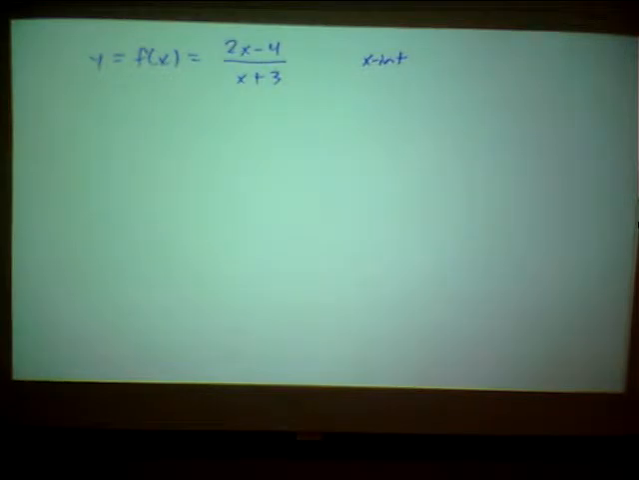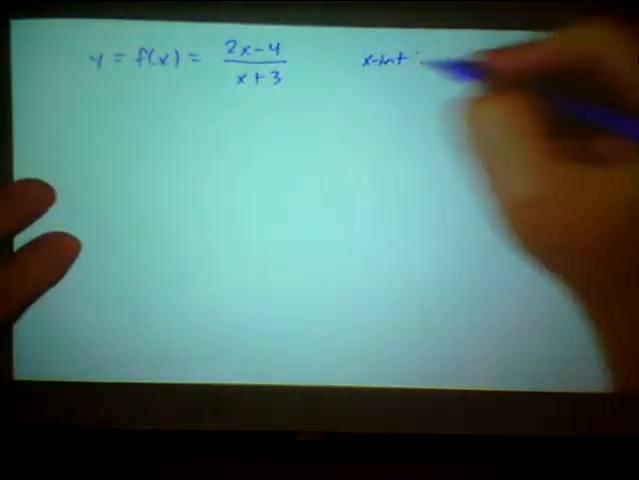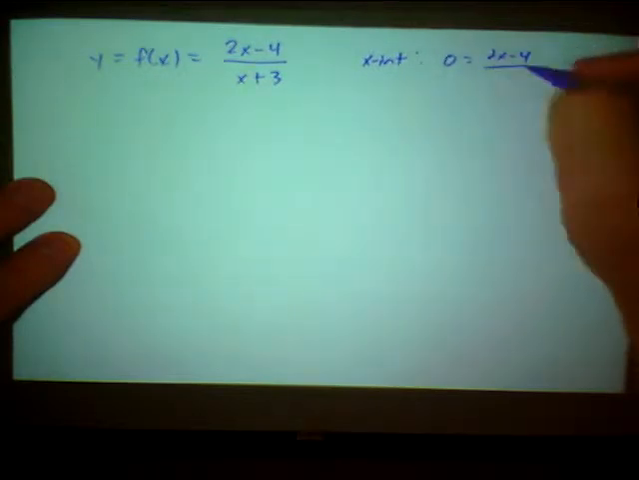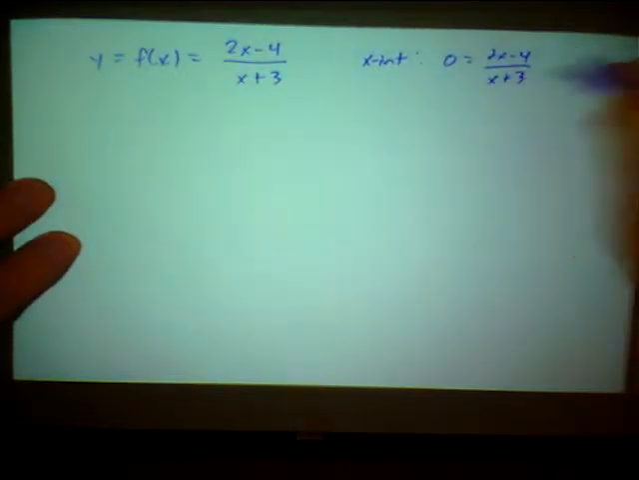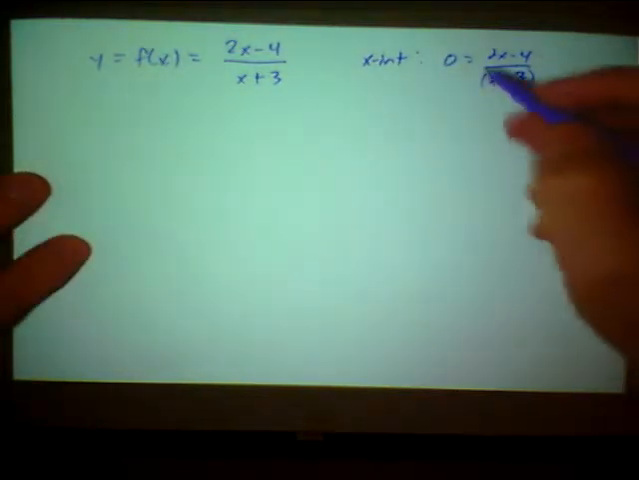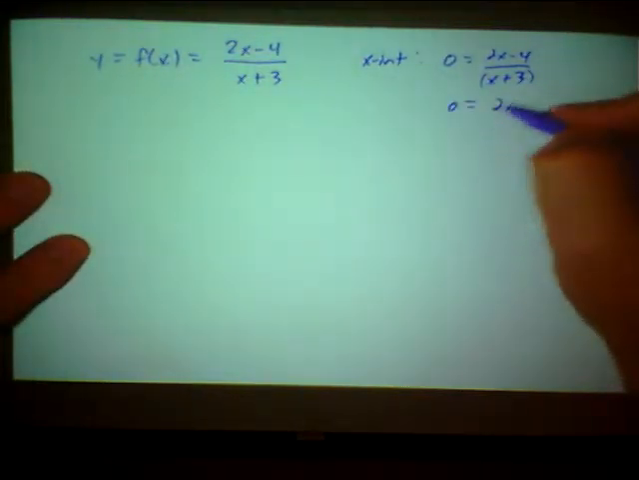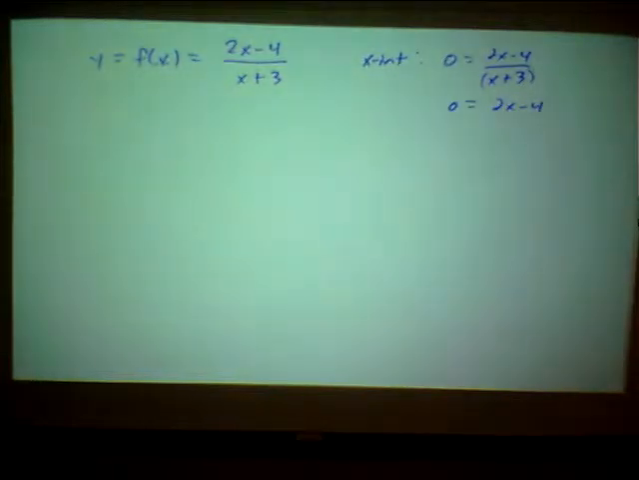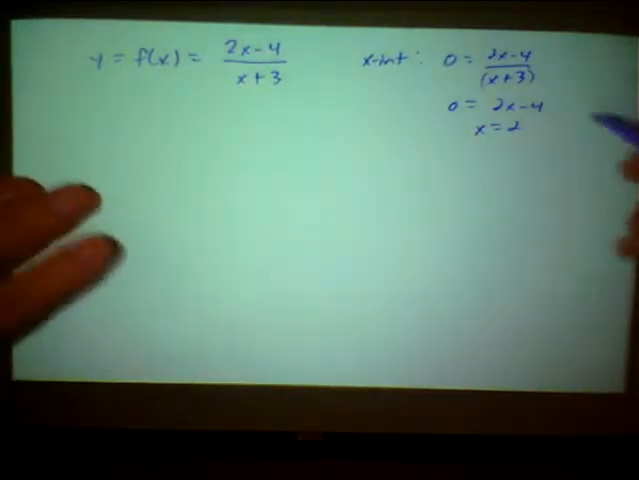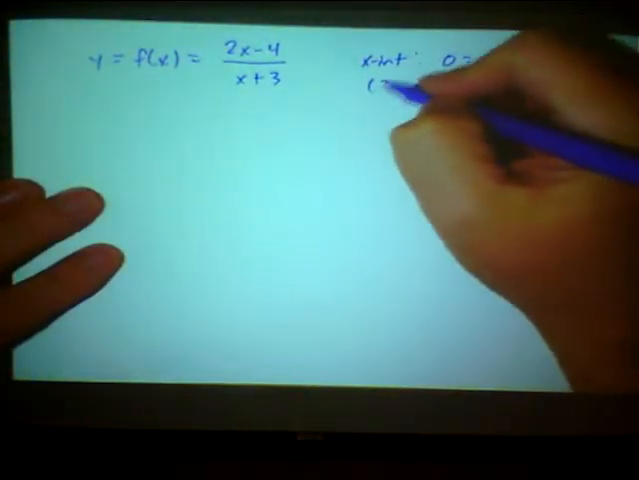If I set y equal to 0, I'd have 0 equals 2x minus 4 over x plus 3. If I multiply both sides by x plus 3, I have 0 equals 2x minus 4. If I solve this for x, I actually get x equals 2. So I do have an x-intercept of (2, 0).